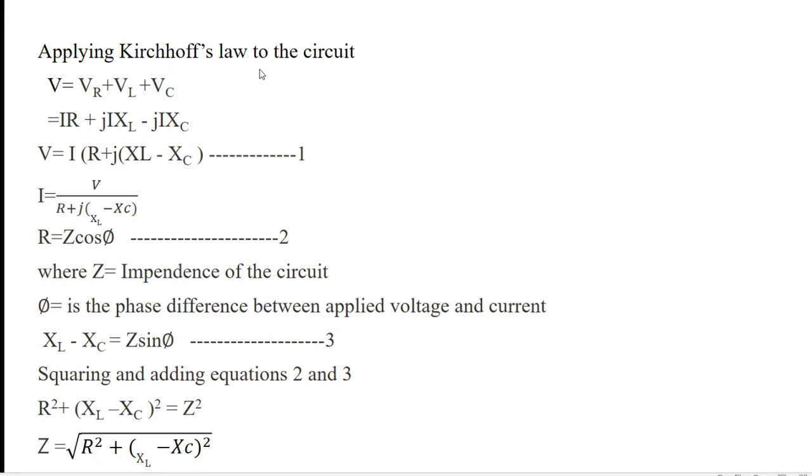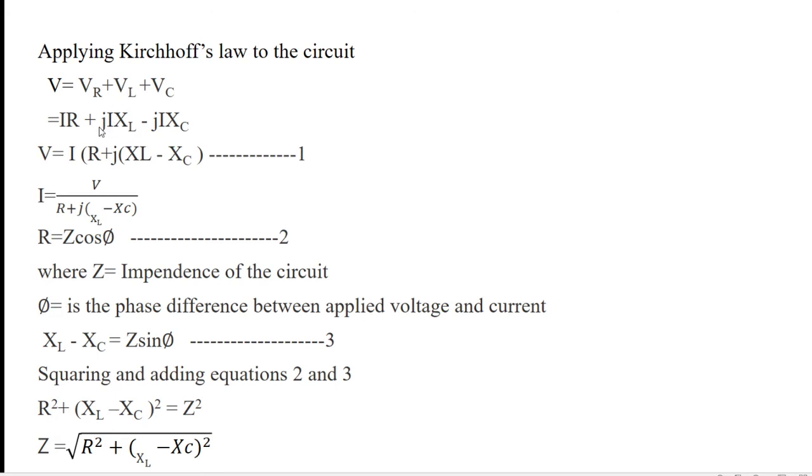Now applying Kirchhoff's law to the circuit, V is equal to VR plus VL plus VC. Substitute the values here: VR is equal to IR, VL is equal to jIXL, VC is equal to minus jIXC. Here in this case, we can take it as positive j, because when current passes through the inductor, the voltage leads the current by 90 degree.